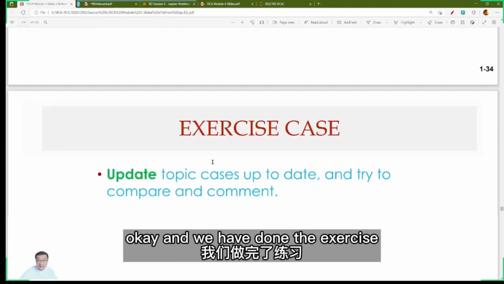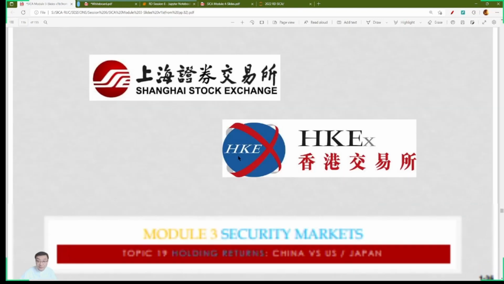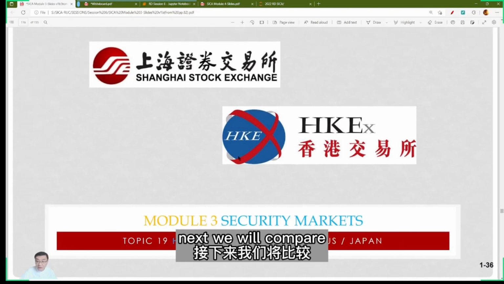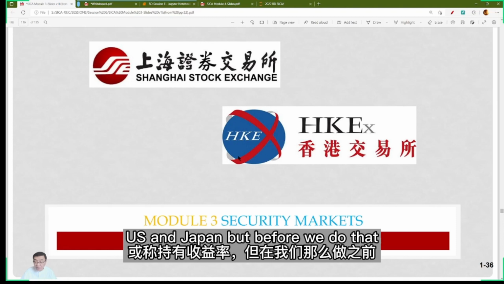Okay, and we have done the exercise. Next, we will compare the investment return or holding returns between China, US, and Japan.